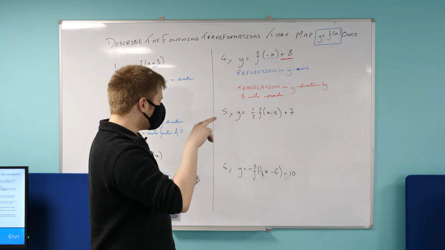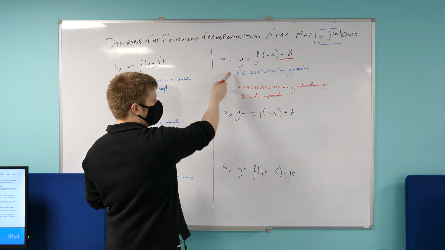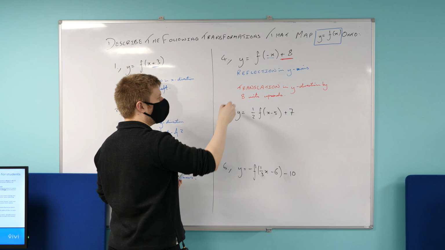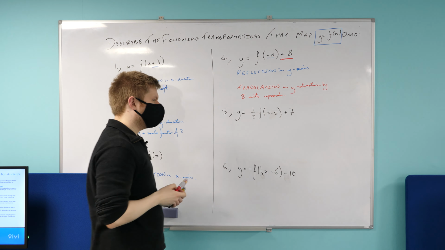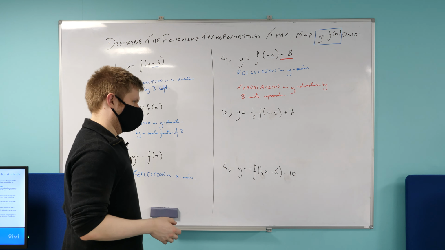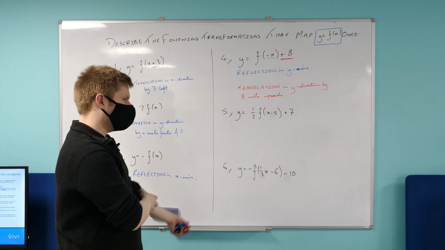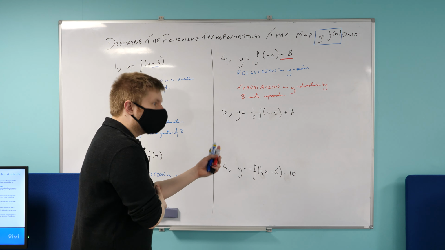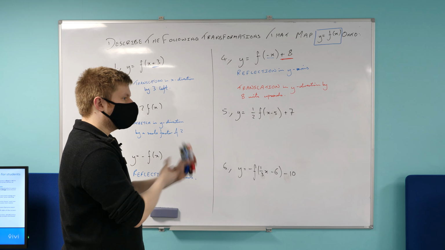Which order do these two things come in? Is it this one first, followed by this one, or the other way around? The first one, then this one. How do you know it's that way round? How do you know it's blue followed by red? Because that one is x and the 8 is outside the bracket.